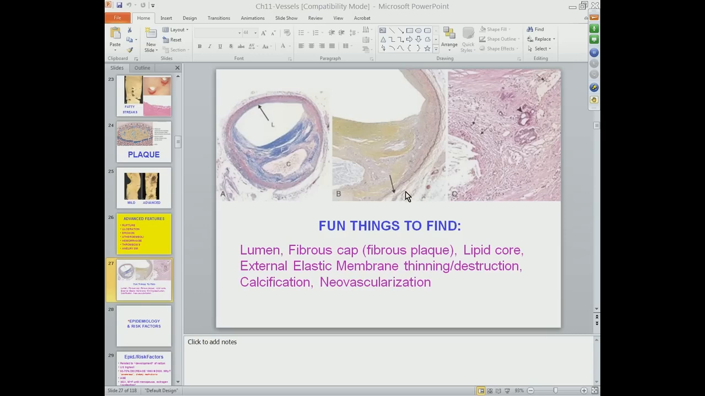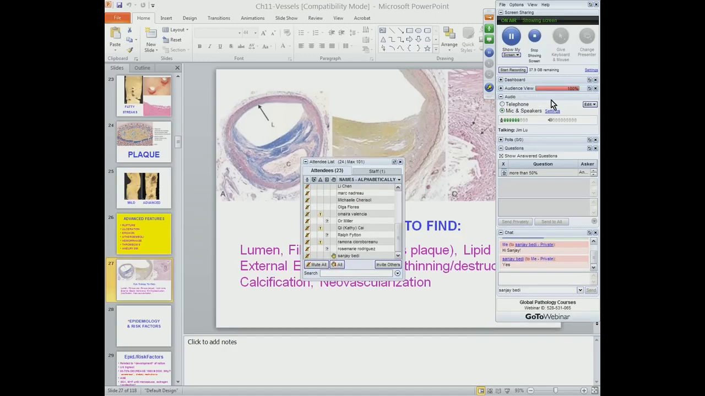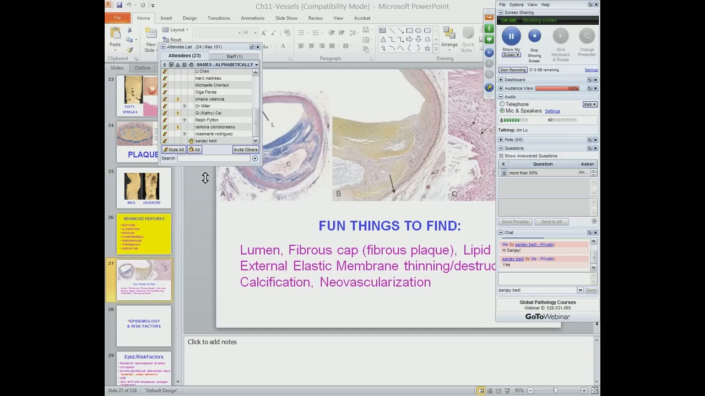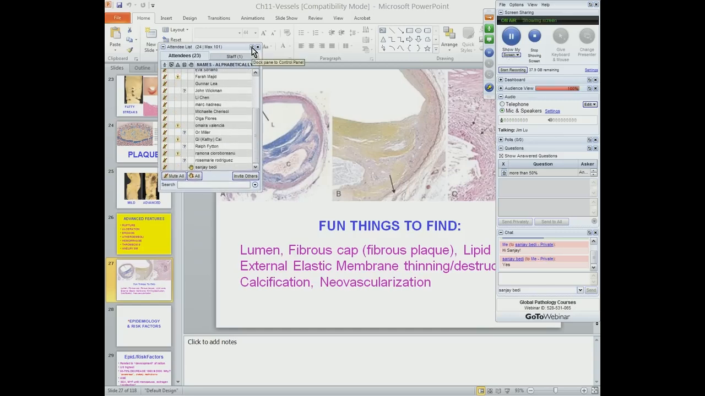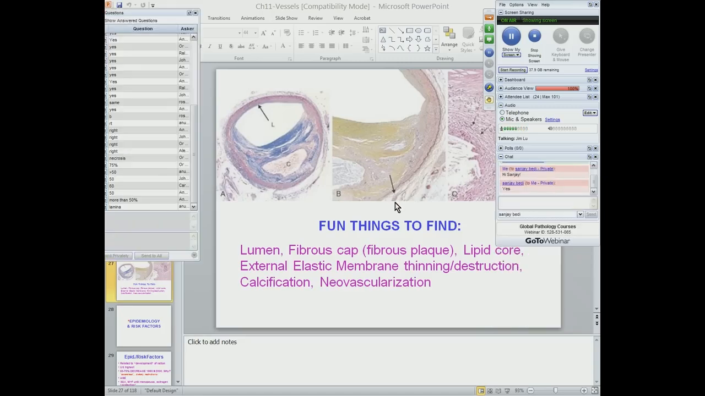What would you call this little thing over here? Yeah, you know what? I'm going to open up the question box again, because this is a tough question. What if I told you that in the middle picture it was an elastic stain? So I'm going to ask you once again, what do you think this little black line is? Yeah, it's the elastic lamina.